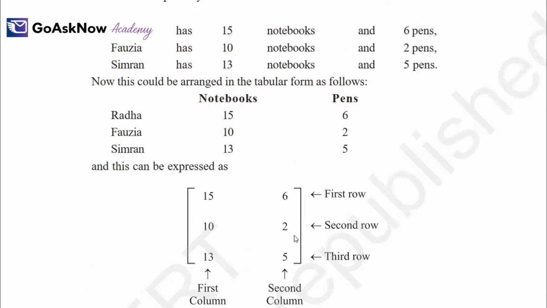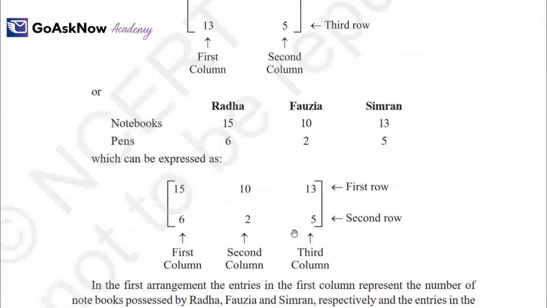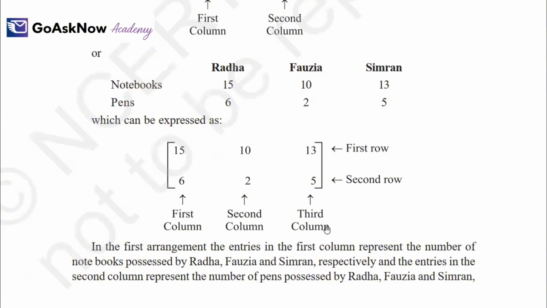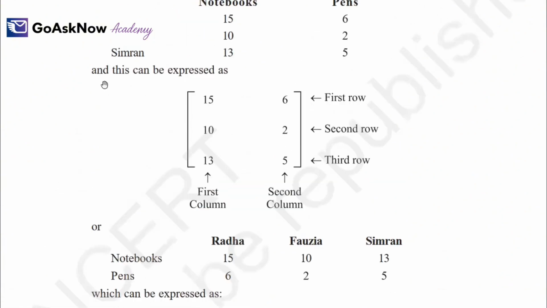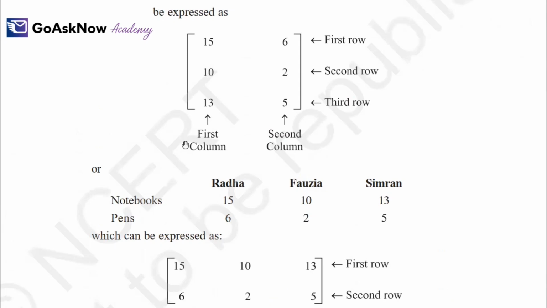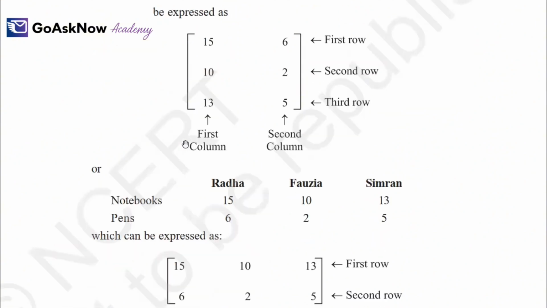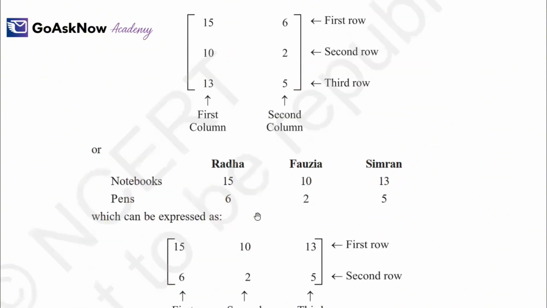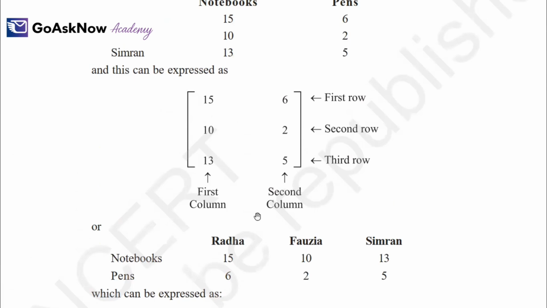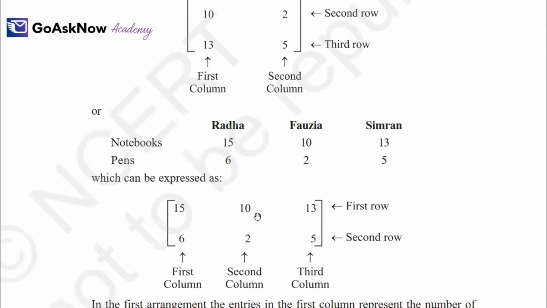Yeah. So here, this was your first arrangement, and the other can be arranged in another way also. Like if you have notebooks arranged in a horizontal manner and pens also in a horizontal manner, then it will become a two rows and three columns arrangement. So this is another way of representing these arrangements or array.